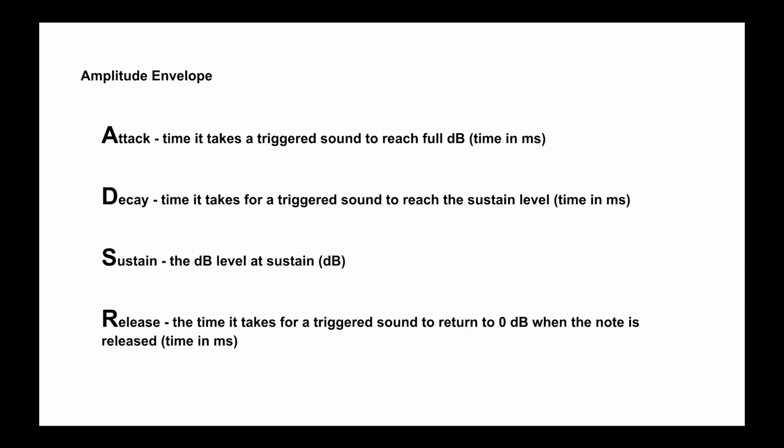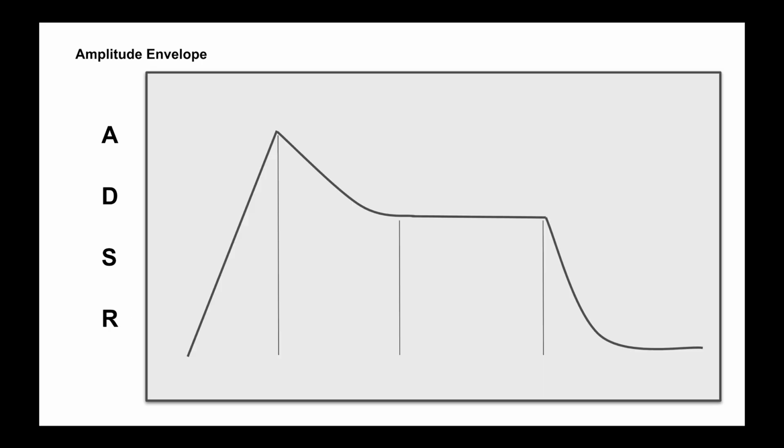So notice one thing that's really important here. The attack, the decay, and the release are all measurements of milliseconds and time. Sustain is a level of decibel, right? Okay? So these are really important terms though. So let's talk about the actual amp envelope, the shape here.